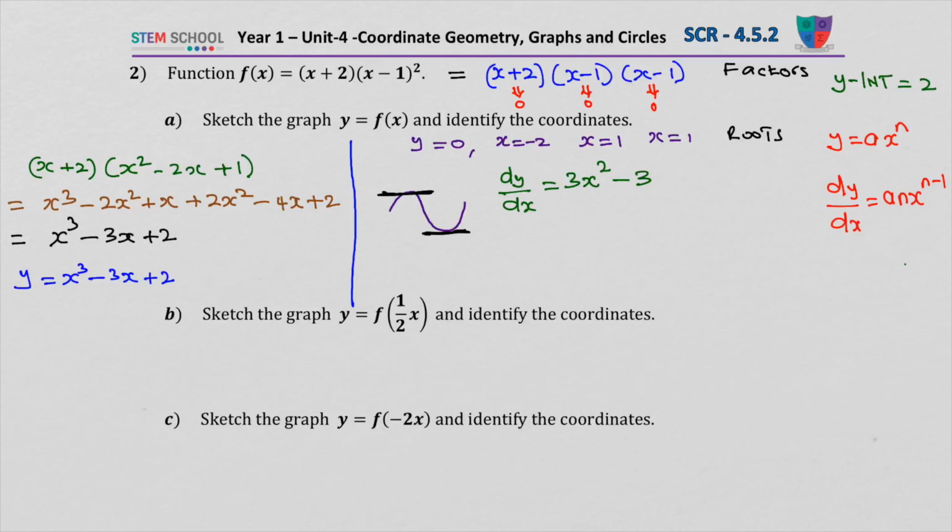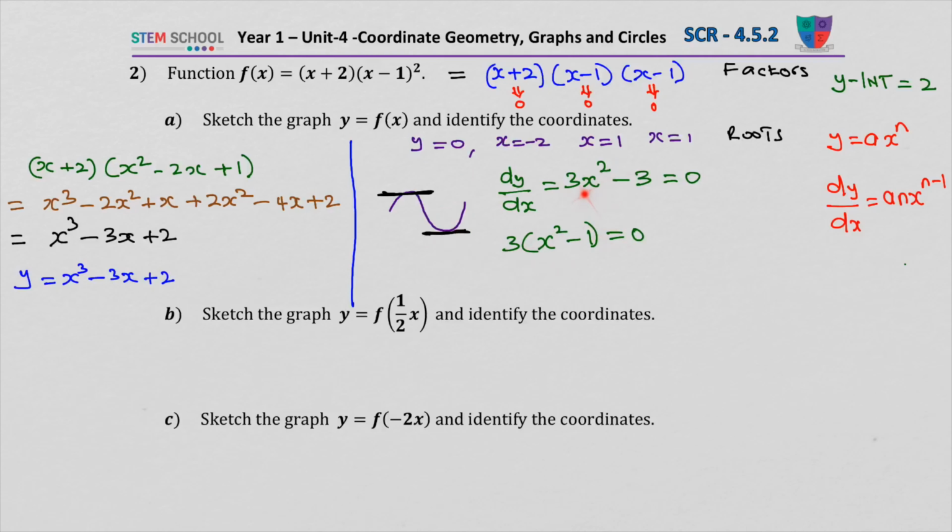Now I need to set that to 0, because that's the turning point. The gradient is 0 at the turning point. There's no slope. This is positive slope, this is negative, negative, positive slope. Zero slope, zero slope.